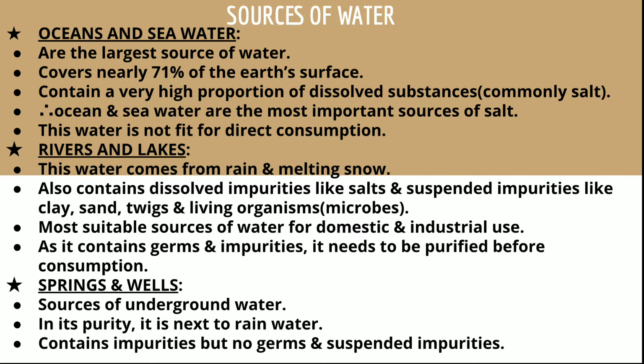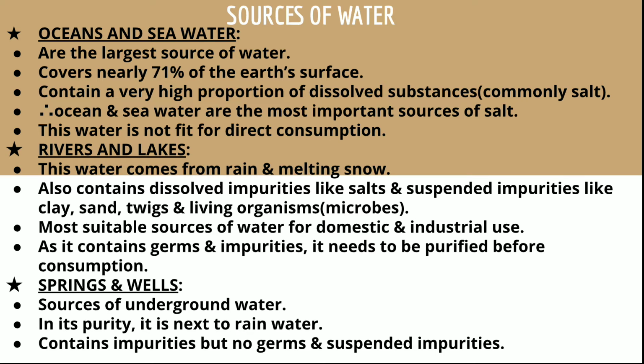Okay, now the rivers and lakes, this water comes from rain and melting snow. When the snow melts, and also the rainwater, this fills up the rivers and lakes. Then it also contains dissolved impurities like salts and suspended impurities like clay, sand, twigs, and living organisms like microbes are present in this river and lake water.